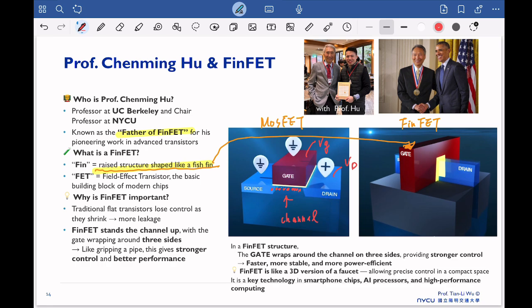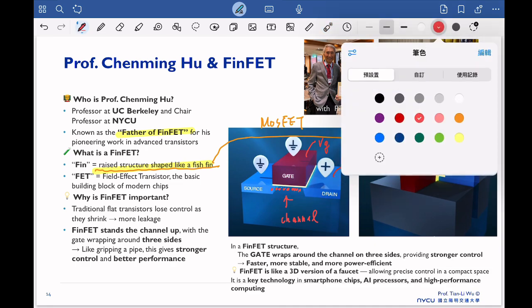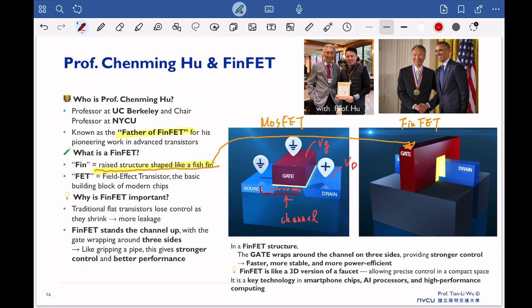This is pretty much high school physics: a positive bias will always attract electrons. So at a certain moment, you accumulate enough electrons in this region. And because our drain bias is positive, the electrons will flow from left to right and become the current here. Why do we call this flat? Because this channel is flat.